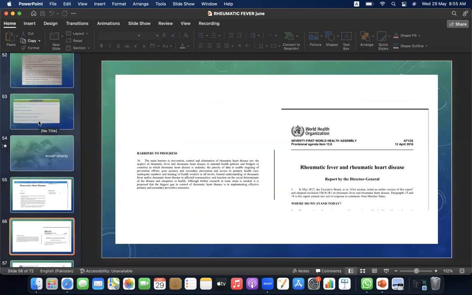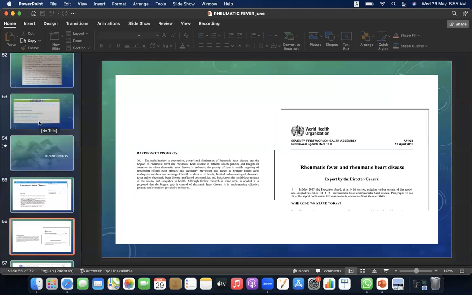So, according to the article published by WHO, the main barriers to prevention, control, and elimination of rheumatic heart disease are the neglect of rheumatic fever and rheumatic heart disease in national health policies and budgets, and in the prevention in countries in which rheumatic heart disease is endemic.